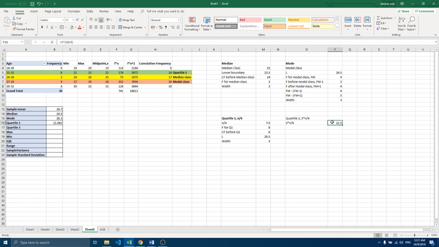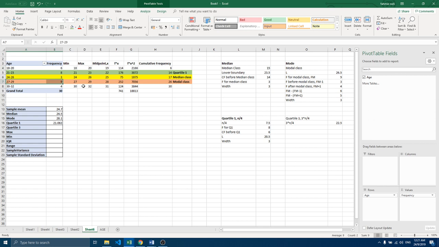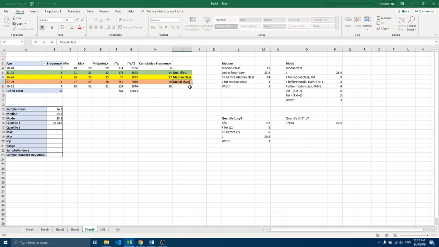22.5. So look at your cumulative frequency. 22.5 is after 17, which is here. So this class will be considered as your quartile 3 class as well, the modal class of quartile 3.